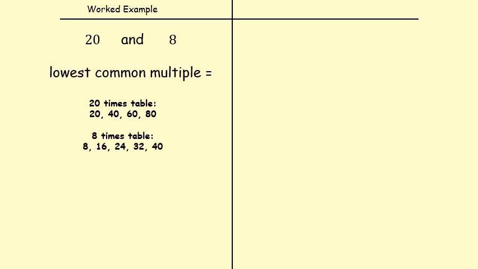Okay, my 8 times table: 8, 16, 24, 32, 40. Okay, so I'm going to stop and look at both lists and see if there is a number that has appeared in both lists. That is going to be my lowest common multiple. If I look at those lists, I can see that 40 is the number that appears in both lists, and that's the first time they have intersected. Therefore, we can say our lowest common multiple is the number 40.